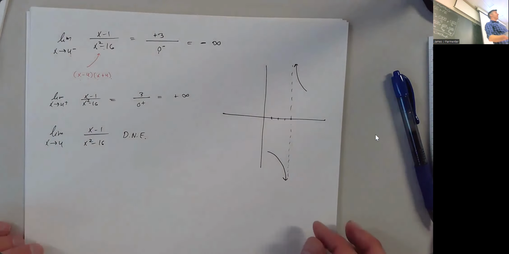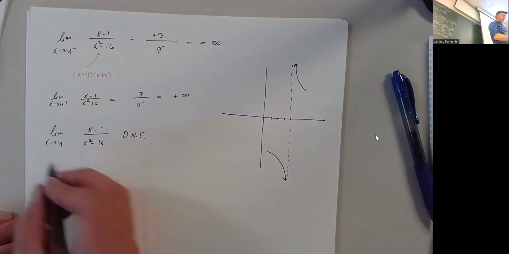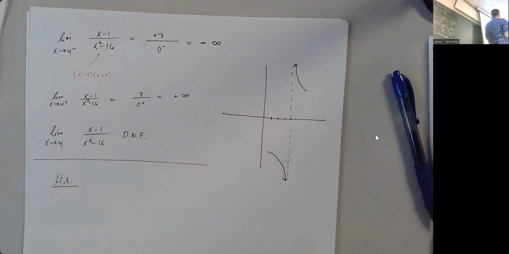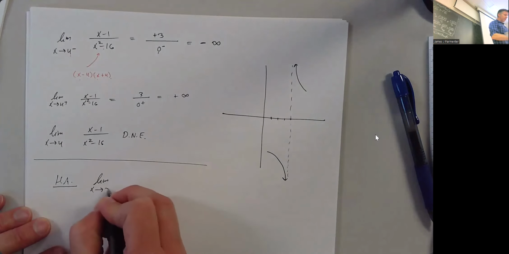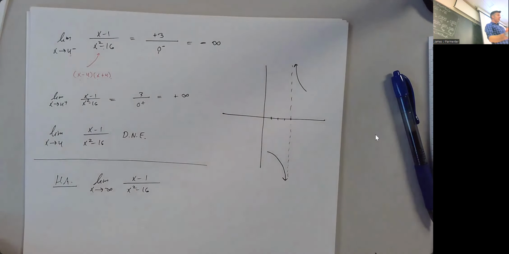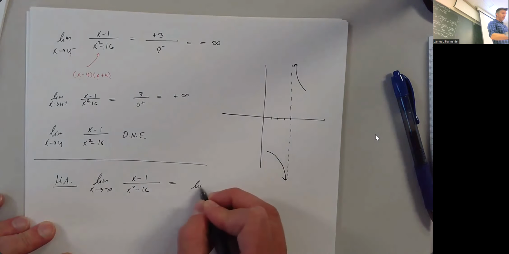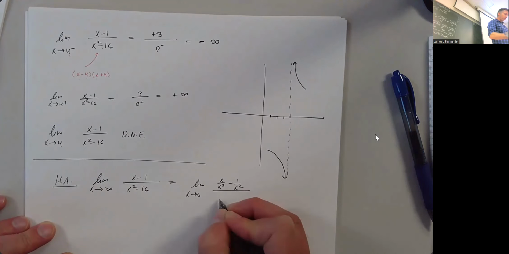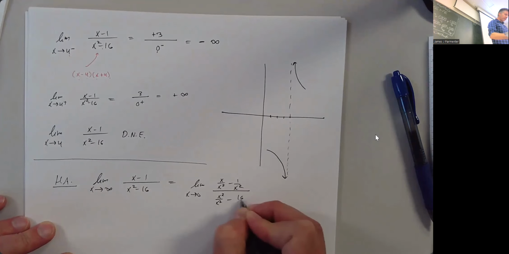I suppose we might as well answer the question about the horizontal asymptote here as well. So I wanted to find the horizontal asymptote. To find the horizontal asymptote, you're always just taking the limit as x goes to infinity, or the limit as x goes to negative infinity. And again, for rational functions, they are the same. So let's just look at the limit as x goes to infinity of x minus 1 over x squared minus 16. And now I'm going to divide everything by x squared. The limit of x over x squared minus 1 over x squared over x squared over x squared minus 16 over x squared.